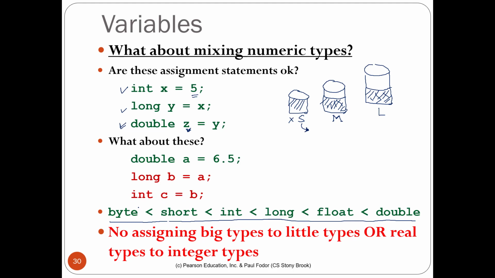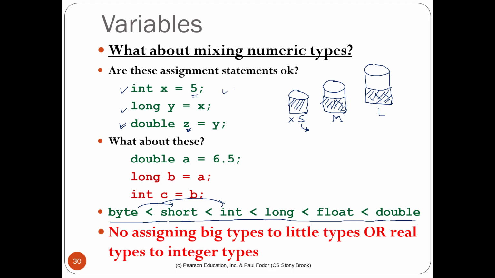From left you can go to right. You can go all the way in the right direction from byte. Similarly, short can be assigned to int, long, float, and double, but not the other way around. Similarly, int can be assigned to long, float, and double; long to float and double; float to double. This kind of assignment is allowed, but you can't go the back way. If you really want to go the back way, then you need to do some extra work.